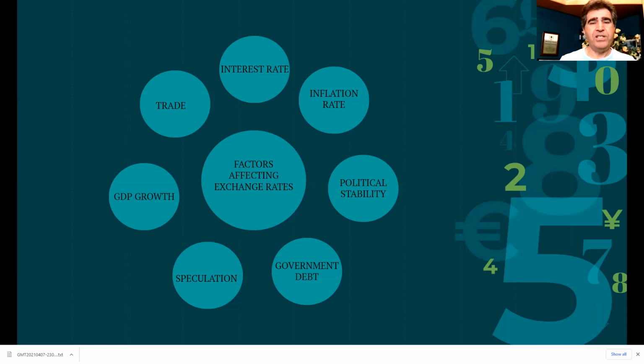I remember the first time I was in Turkey, in the late 1980s, about 1987, 88, $1 was 44 Turkish lira. By 2001, $1 was about 1.2 million lira. So that shows you how it was eroding because of inflation.